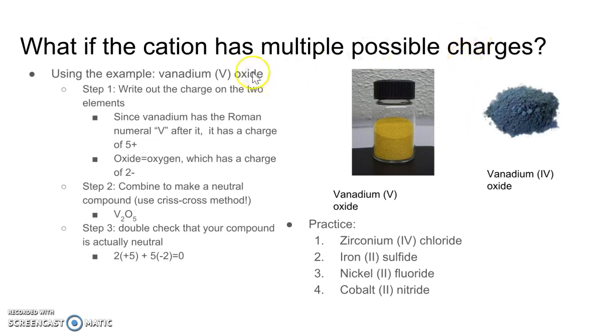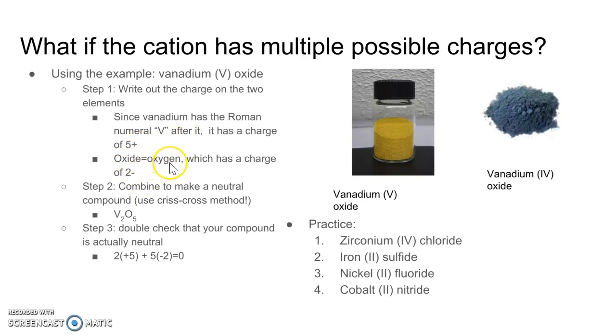So if I'm looking at vanadium V oxide, step 1, again, start out by writing out the charge on the 2 elements. Easy enough, because vanadium actually has the answer for what the charge on it is in the problem. It has the Roman numeral V, which, if you remember your Roman numerals, means 5. So it has a charge of 5 plus, because remember, all metals, they love to give up those electrons, which means that they have a positively charged cation.